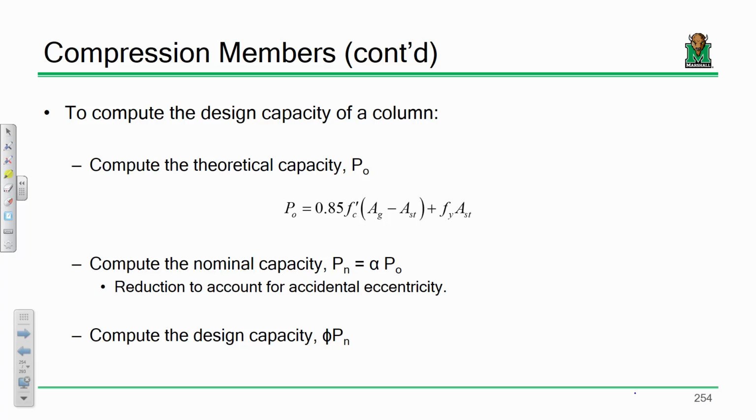Okay. Now, we then compute the nominal capacity. What we do for the nominal capacity is we take this and we reduce it a bit. The reason that we reduce it is we're assuming that, if you have a column and that's the centroid, the load goes right through the centroid.